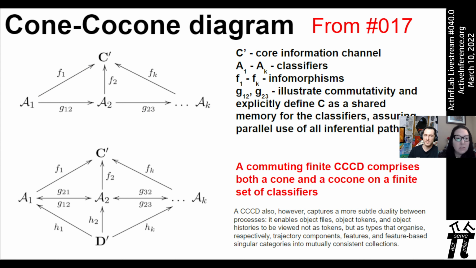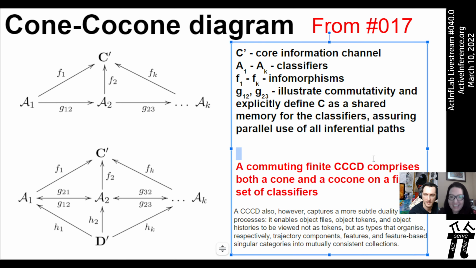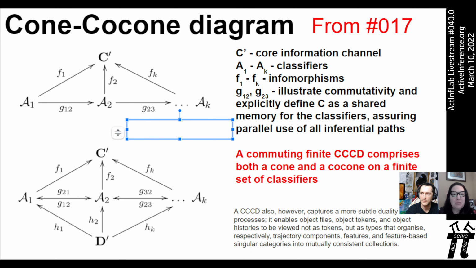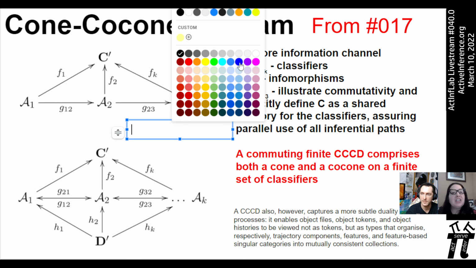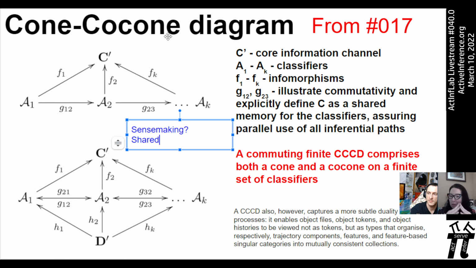So going on, they build from this pyramid, they invert the pyramid to form this cone-cocone diagram. They say that a commuting finite cone-cocone diagram is made of a cone, which is the upright pyramid, and a cocone, which is the inverted pyramid, on a finite set of classifiers.